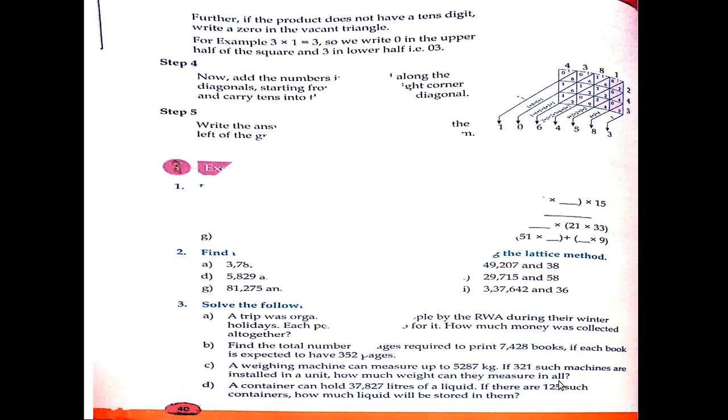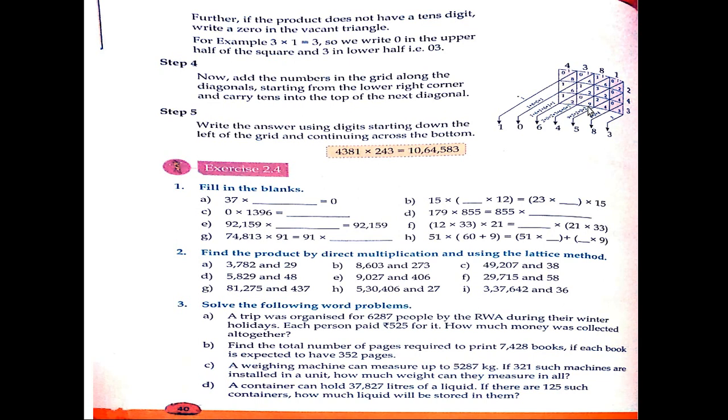And then you see, in this way the chart is made, and now we have to add it diagonally. We add all diagonally, and put the carry over in the next box and add them, and we get this answer. That means we can say that after multiplying 4381 with 243, we get 1,064,583. In this way we have to do this. Fill in the blank, find the products, solve the questions or problems, you do it here.